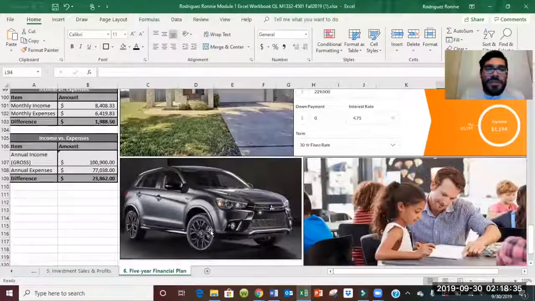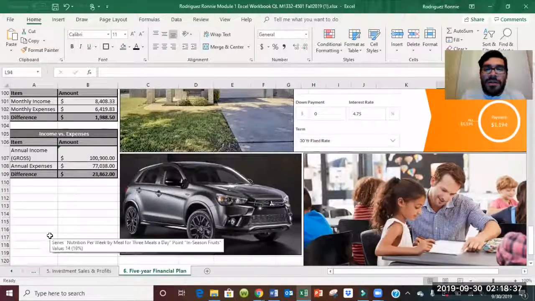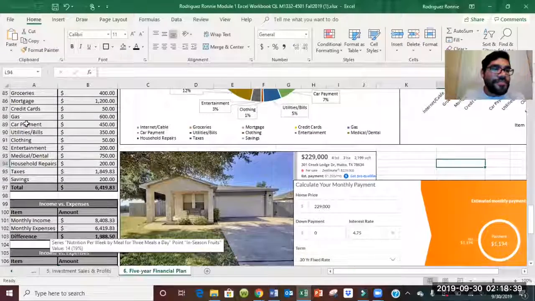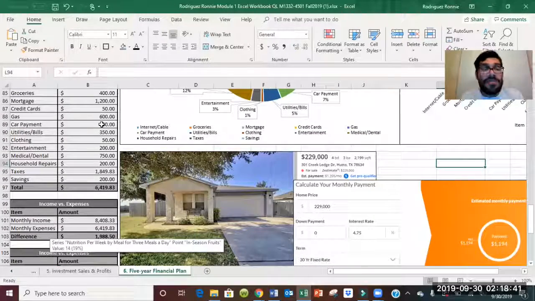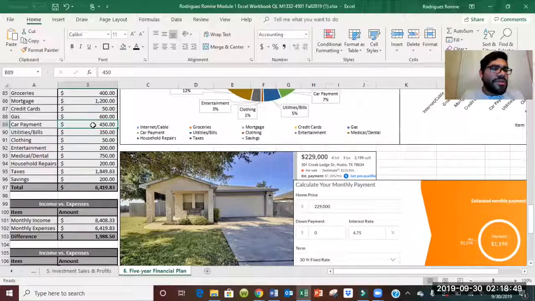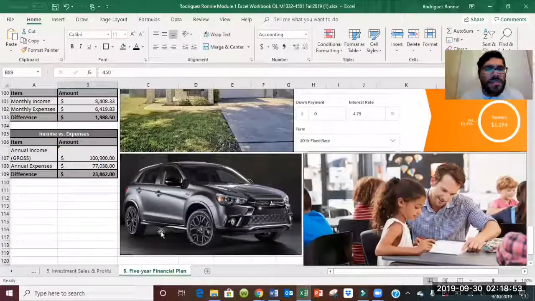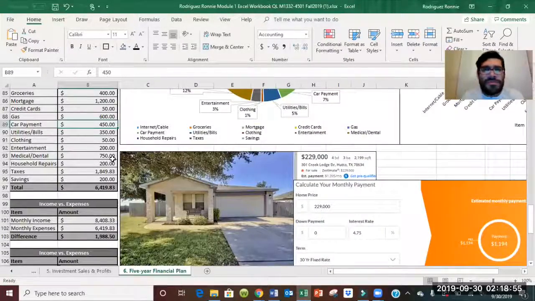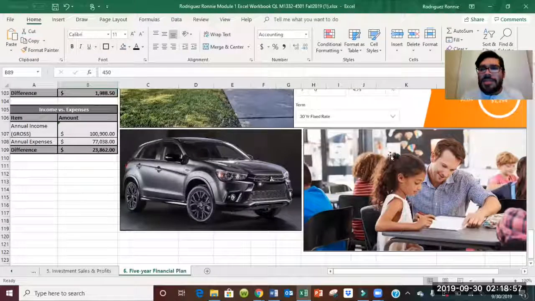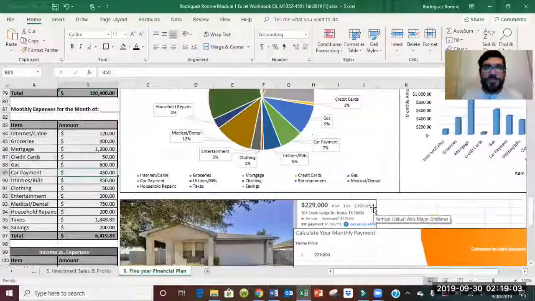Car payment looks like a Mitsubishi Outlander. I currently have that vehicle, so I don't plan on getting rid of that in the next 5 years. But I factored in $450 just for the payment and the insurance and all the good stuff that goes with that. So this is just a rough estimate there. And then I'm pretending that's me, but this is going to be the classroom teaching elementary school.